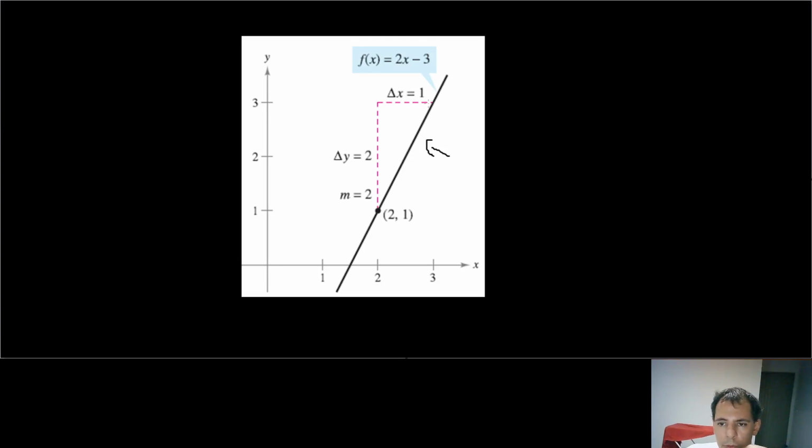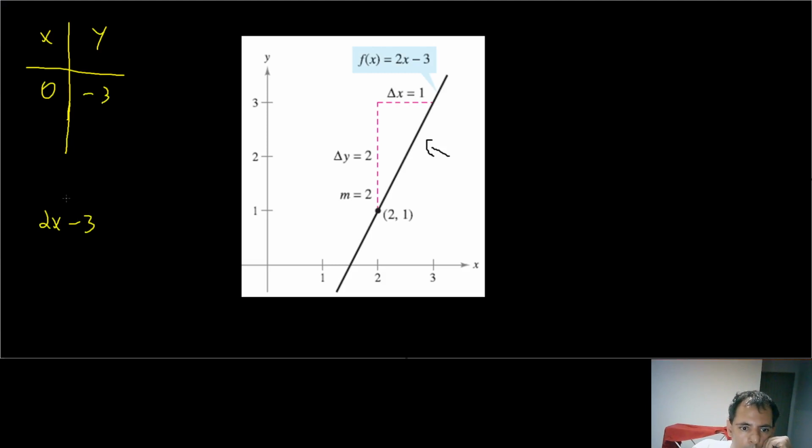Why? Well, you're going to have to do the rise over the run. So let's do this in here. Since it's going to be a straight line, you can just do this. For 2x minus 3, let's just say for x equals 0, y is going to be minus 3. For x equals 1, 2 minus 3, y is going to be minus 1.